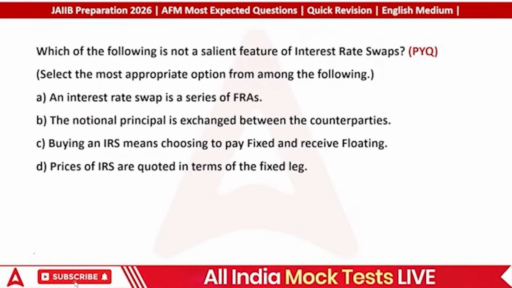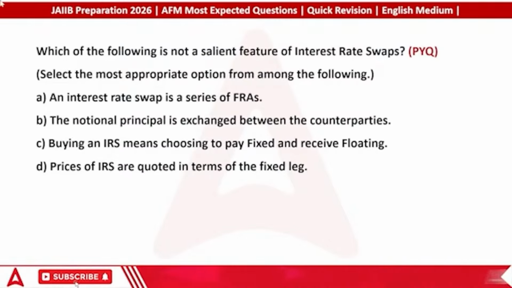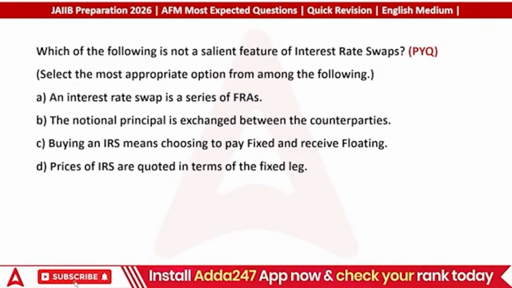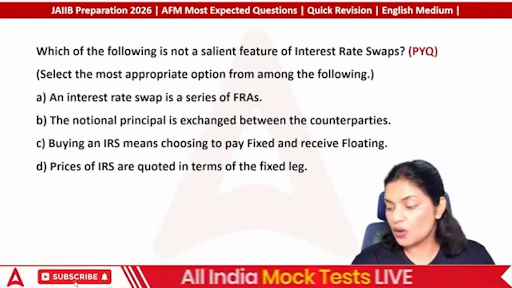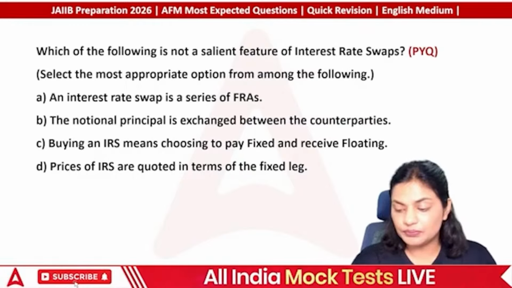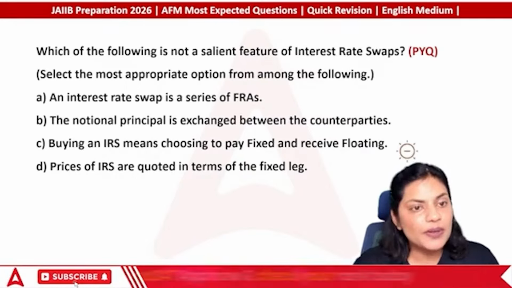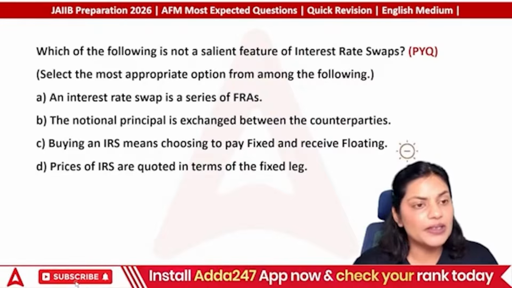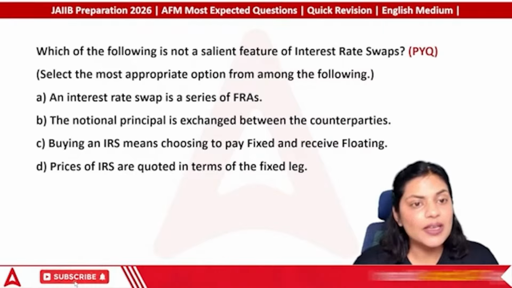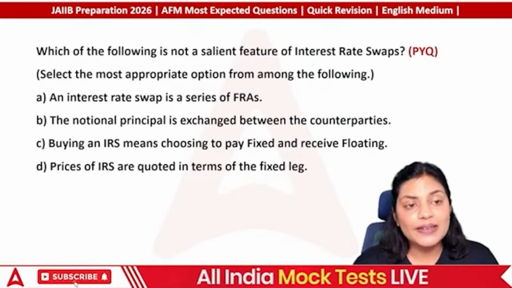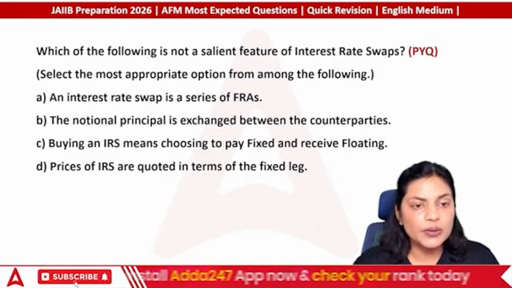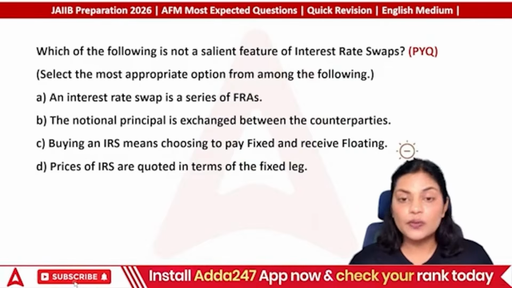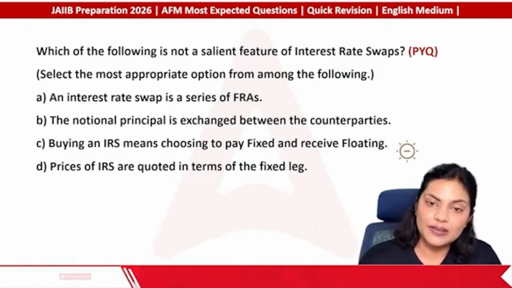Then the last question, which of the following is not a feature of interest rate swap? An interest rate swap is a series of FRAs. Then the notional principal is exchanged between the counterparties. Buying an IRS means choosing to pay fixed and receive floating. Prices of an IRS are quoted in terms of fixed rate. So we are supposed to find out the right answer.